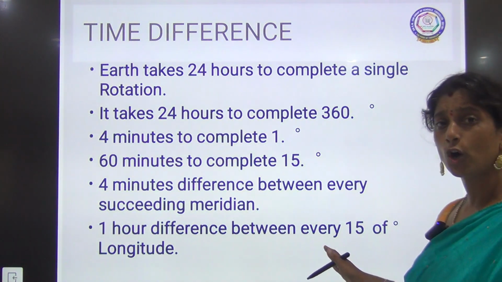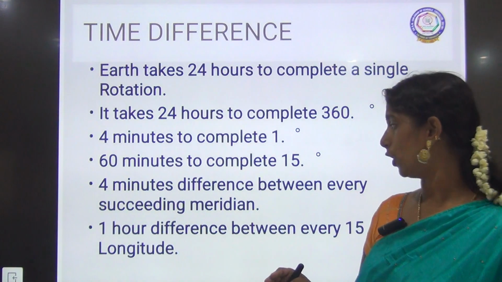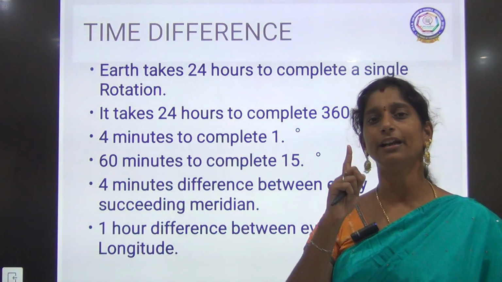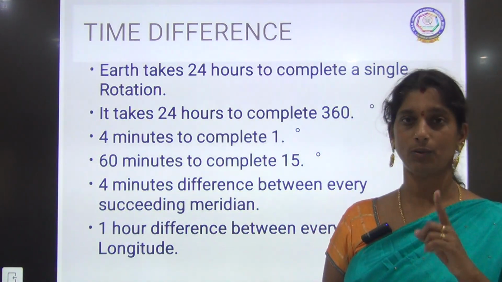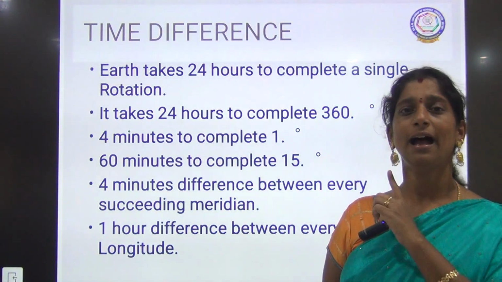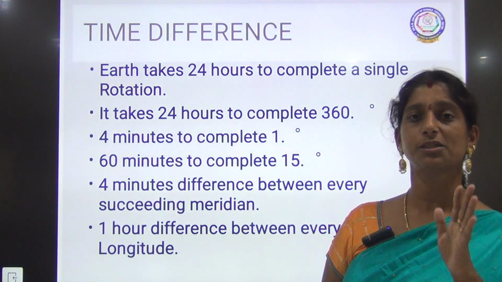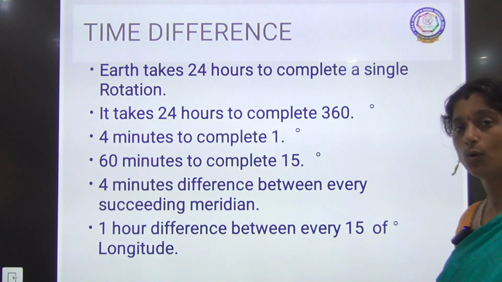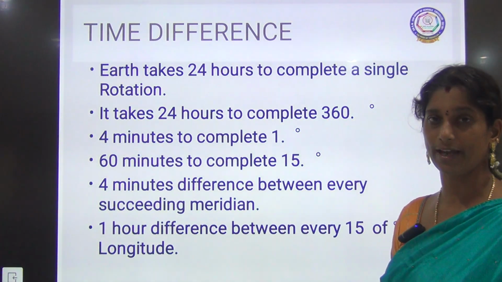So overall, in longitude, each 15 degrees differs by 1 hour, clear? Each degree differs by 4 minutes and each 15 degrees differs by 1 hour. That is how the time difference is there.